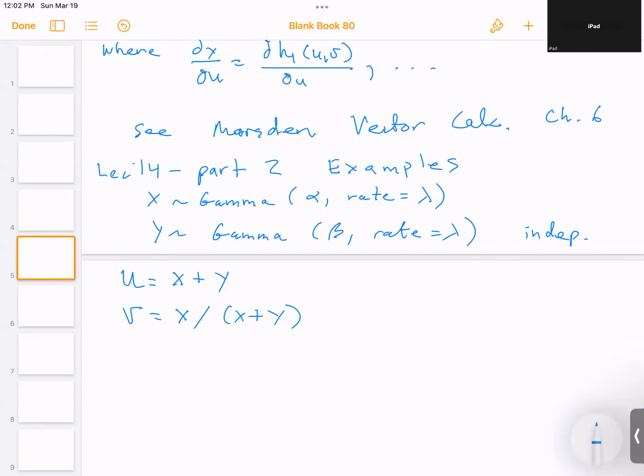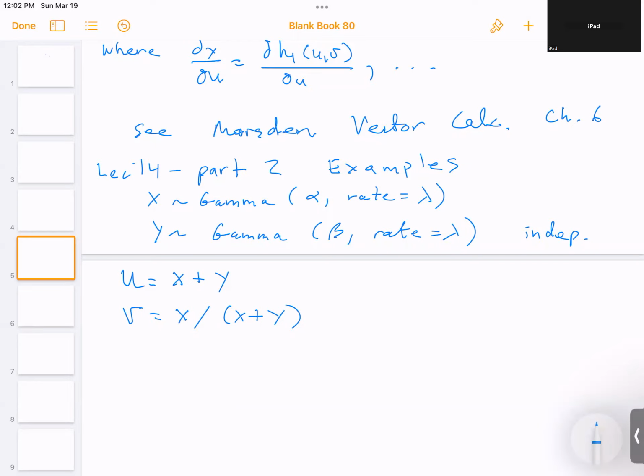Okay, so we'll do some examples, 2 or 3 examples. Maybe all in this lecture, maybe it'll spill into another one. So first one, we're going to just look at 2 independent gamma random variables with the same rate. We'll take lambda to be the rate, not the mean.